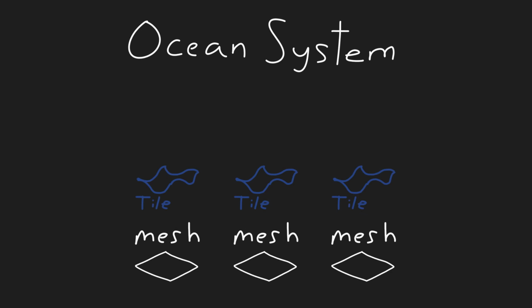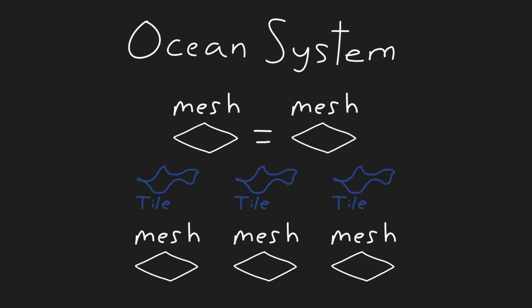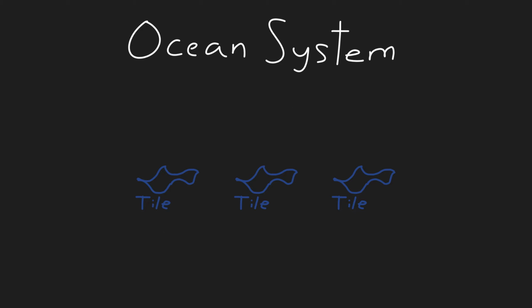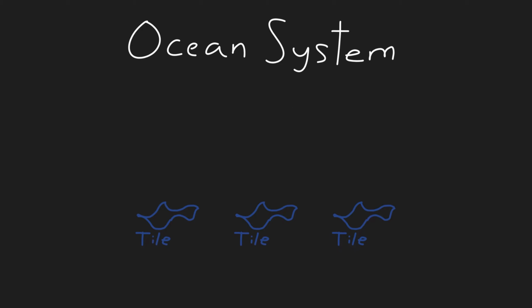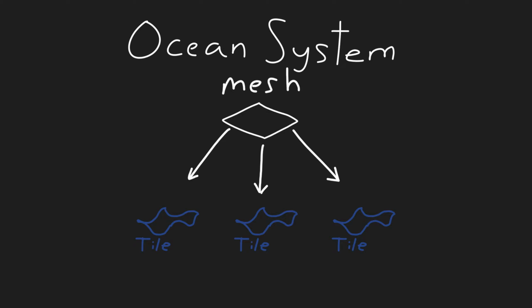Each ocean tile is procedurally generating its own mesh at runtime, and that's silly because each mesh is identical, it's just a plane. There's no need for this data to be duplicated for each water tile. So to fix this, what I did is make it so the ocean system component generates the water mesh and then just sends that to the ocean tile components to render their little ocean waves.